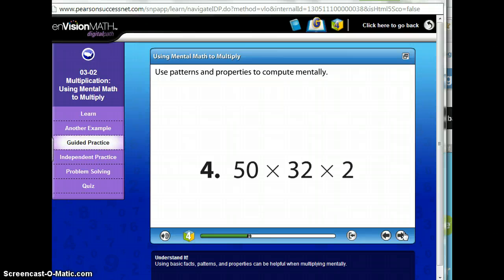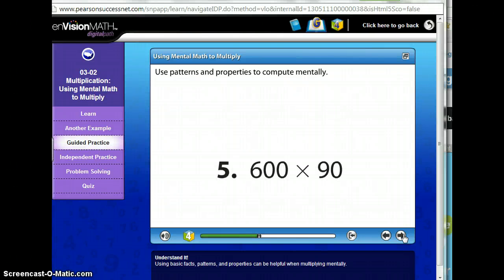Thumbs up if you feel like, I'm getting this. Thumb in the middle if I think I need a little more practice. Thumbs down if you have no clue what I'm talking about right now. All right. How about this one?